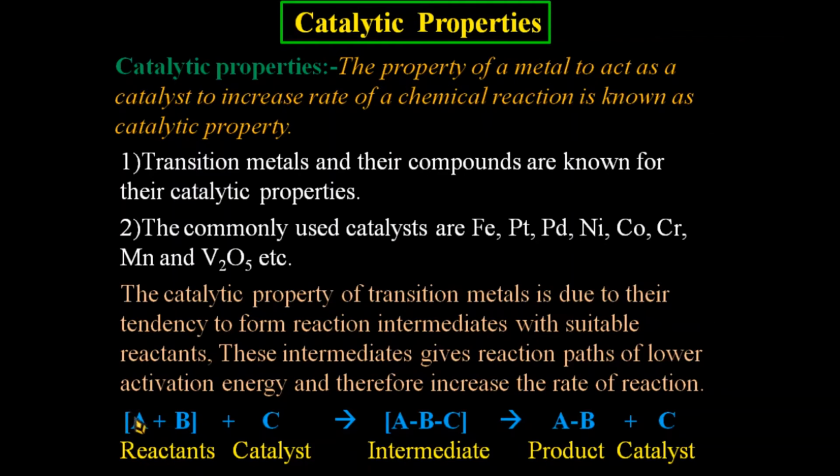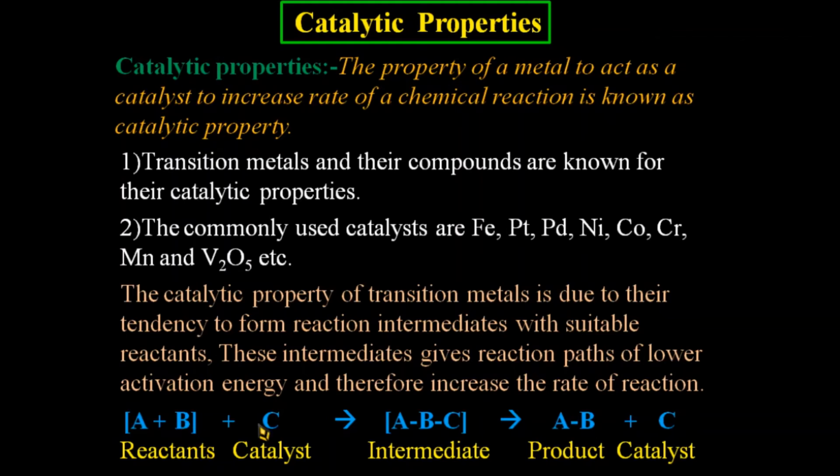They adsorb, or accumulate, on the surface of a catalyst. That means they form a bond with the catalyst, like this: AB forms a bond with C. Then this intermediate undergoes breaking to form the product AB.